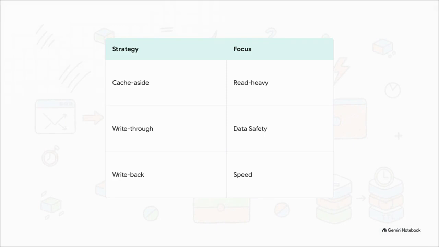So bringing it all together, when we weigh these strategies against each other side by side, clear trade-offs start to emerge across speed, data safety, and complexity. Cache aside is going to be your go-to for read-heavy apps. Write-through offers maximum data safety at the cost of just a little bit of write speed. And write-back gives you top-tier speed, but comes with a very real risk of data loss. Choosing the right strategy really just depends entirely on what your specific system values most.